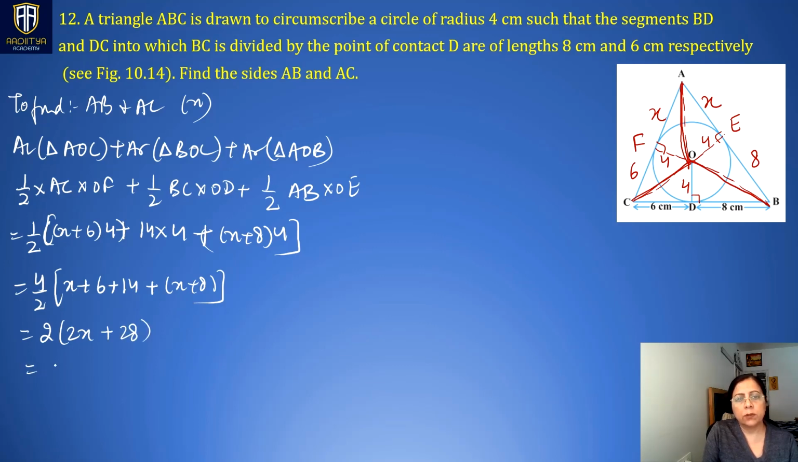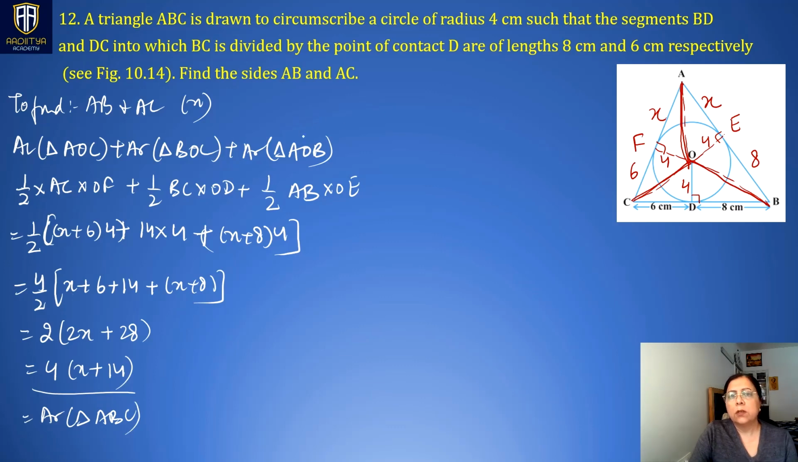Again we have 2 common, which is 4x plus 14. So this is the area of triangle. This is the sum of areas of these three triangles which add up to the area of triangle ABC, right? Now we have got the area of triangle ABC by using the sum of these three smaller triangles. One more method is there. Area of triangle ABC can be found by using Heron's formula, right?